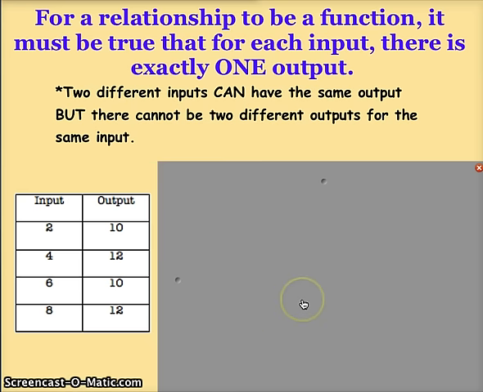So would this be a function? Well, in goes a 2, out comes a 10, in goes a 4, out comes a 12, in goes a 6, out comes a 10, in goes an 8, out comes a 12. Some of my outputs repeat, but that's okay. The point is here that this is a function because none of the inputs repeat, giving me different outputs. Let's look at another example.